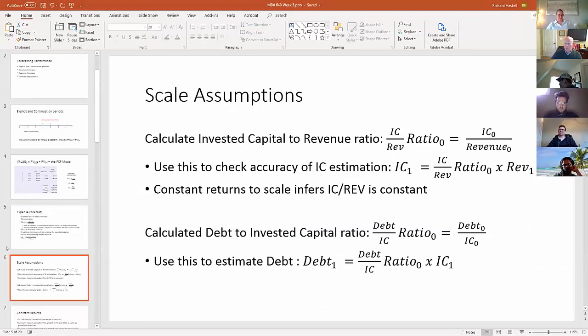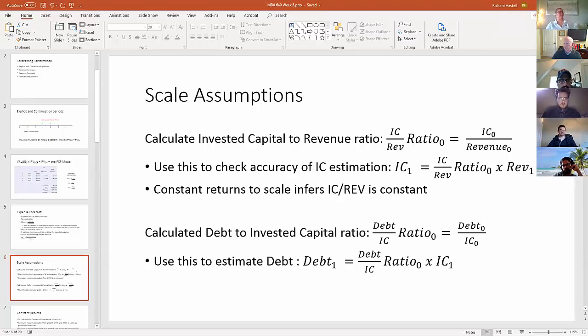Well, actually, before adjustments, let's talk about these other scale assumption ratios. You'll remember I told you we're going to use a constant invested capital revenue ratio. And if we do that, we can then use that ratio to help us find the next invested capital. And I'll show you on the spreadsheet in just a moment how that works. We're doing the same thing with a debt ratio. So let's go back and look at this.